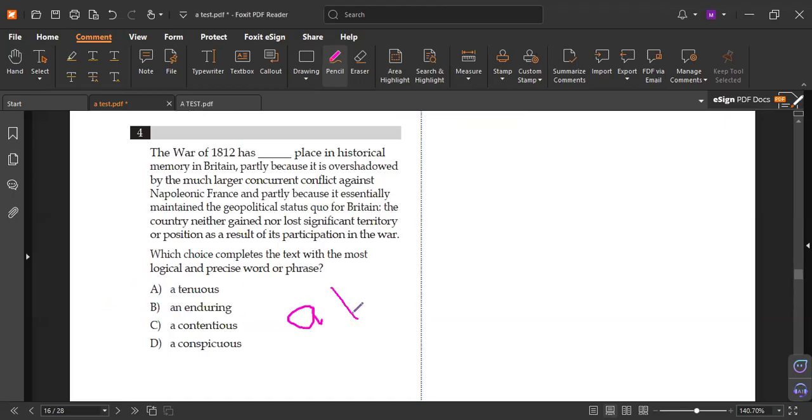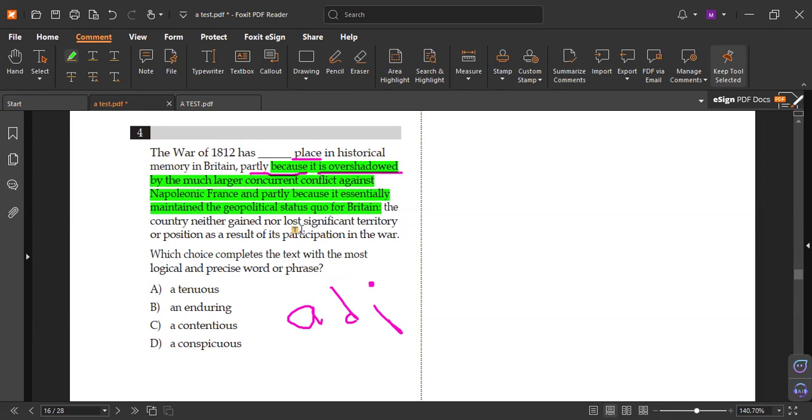You will find adjectives. What does it describe? He said the War of 1812 has a place. A place, as you know, stands for rank, place in life, your position in life, in historical memory in Britain. He said partly because what? It's overshadowed. Now you have the reason. Overshadowed. So something is overshadowed by this information. What does overshadowed mean? Just something like being clouded, not clear, not certain.